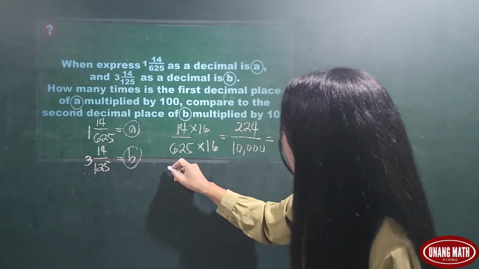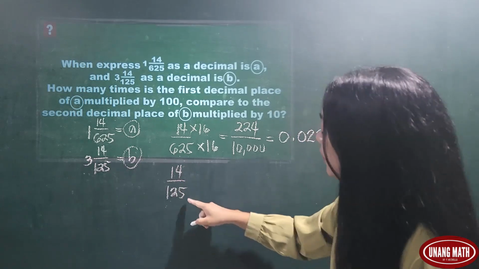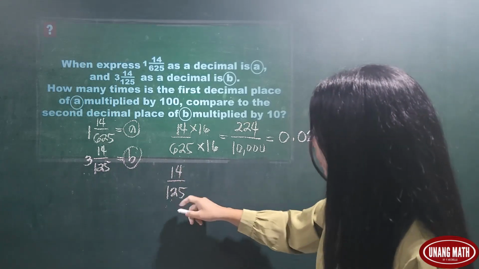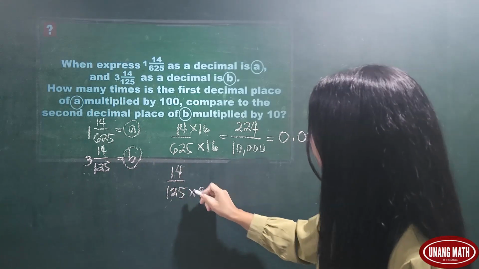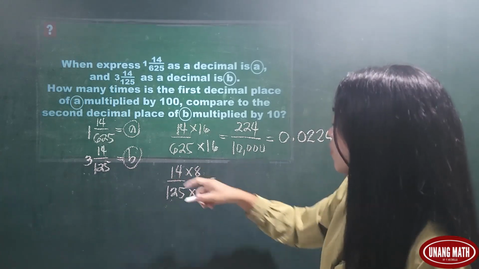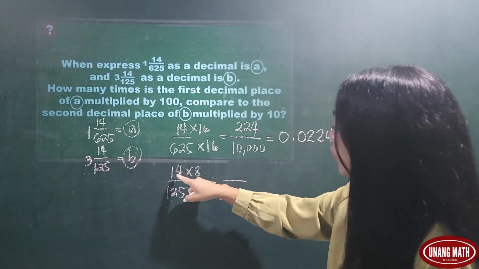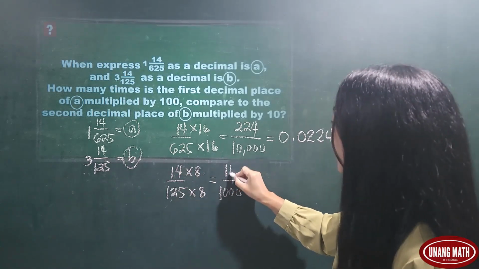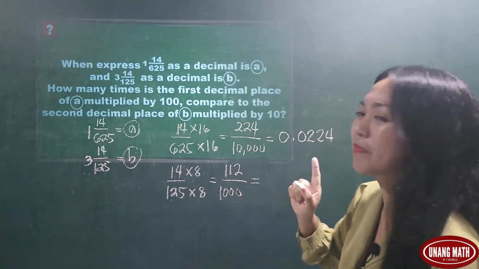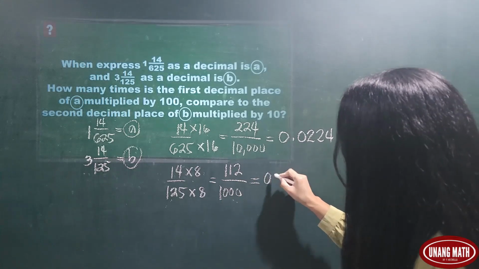How about the fraction 3 and 14 over 125? Take the fraction 14 over 125 first. Let's make the denominator 1,000. So, we multiply 125 by 8, and we also need to multiply the numerator 14 by 8. The denominator is 1,000. 14 times 8 is 112. So, 112 over 1,000, converted as a decimal number, is 0.112.